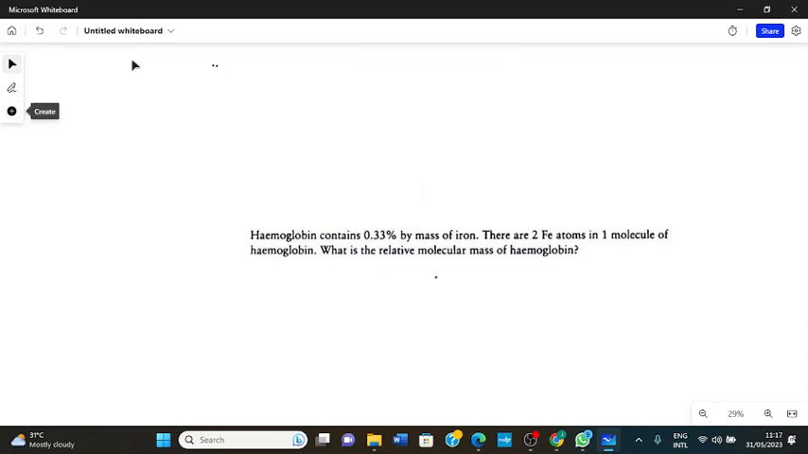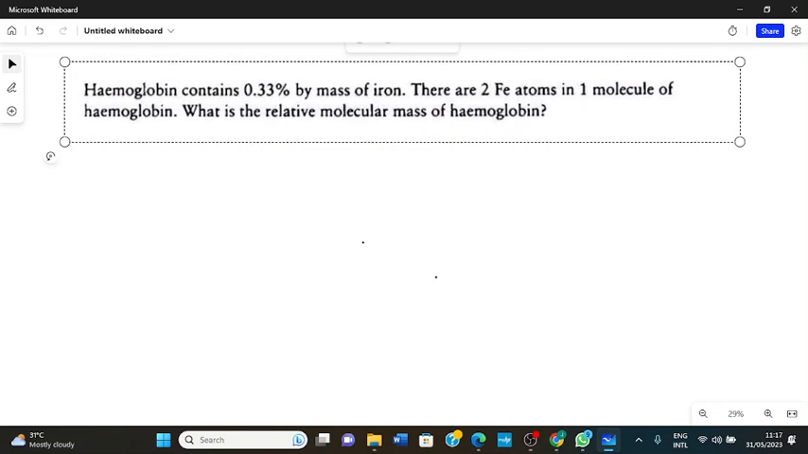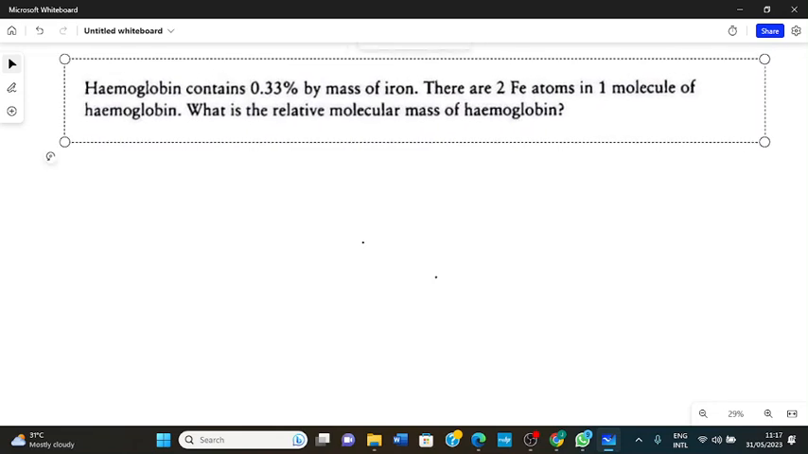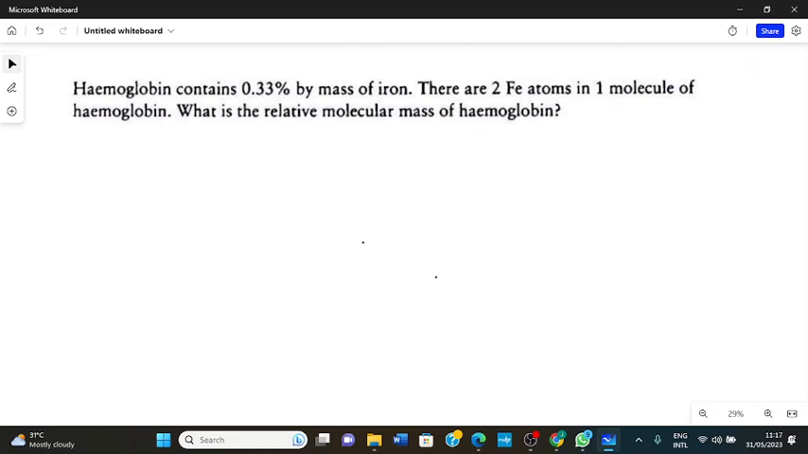So if you look at this question, let's look at this. This is a little bit different from the first one we solved. Here you are given hemoglobin contains 0.33% by mass of iron. There are 2 iron atoms in 1 molecule of hemoglobin. You are now asked what is the relative molecular mass of what?